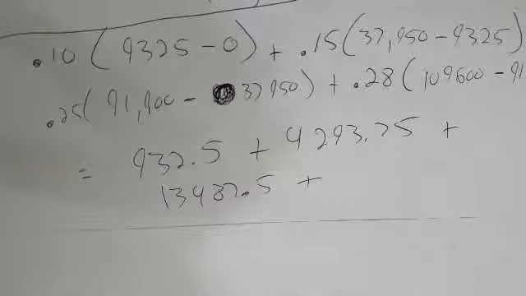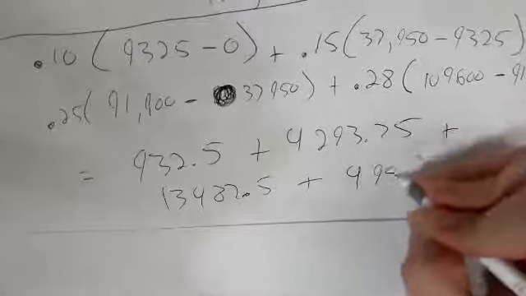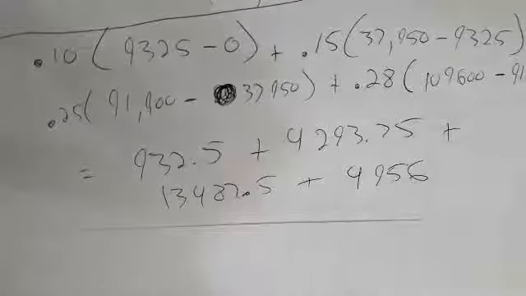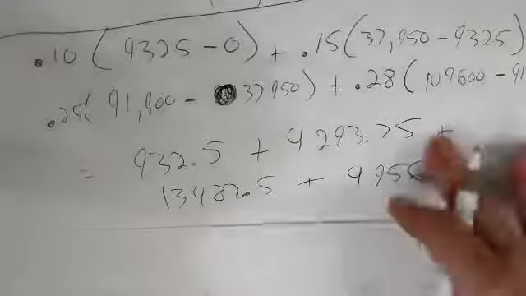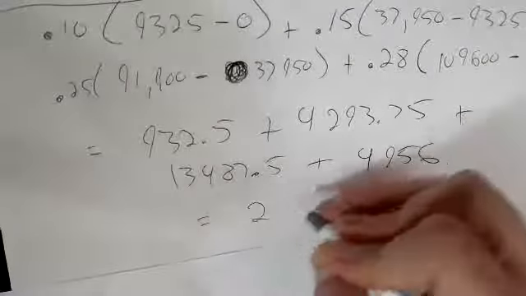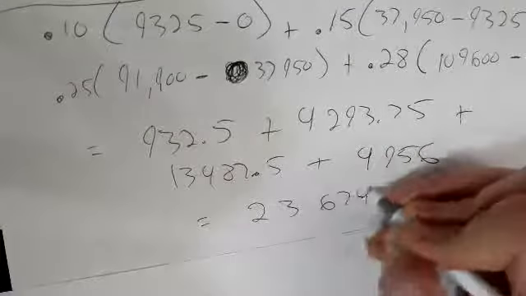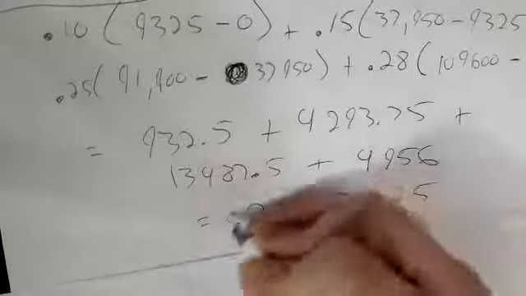But I should be adding 4 amounts together, right? 109,600 minus 91,900, times 0.28. I don't think we need to do FICA for him. I think FICA is for the other one. 932.50 plus 3,487.50 plus 12,...  plus 4,956. Yeesh. I think we finally did it. 23,674.25, I think, is what I'm getting for his total taxes.